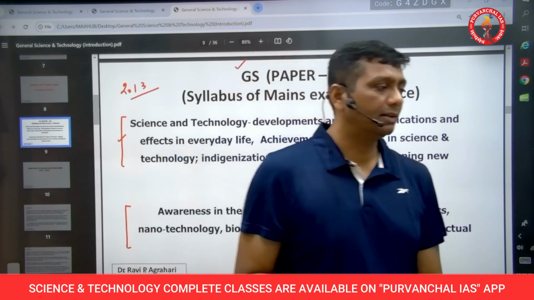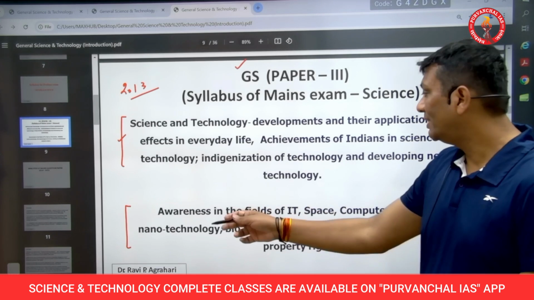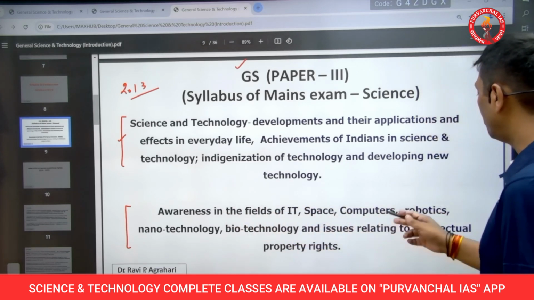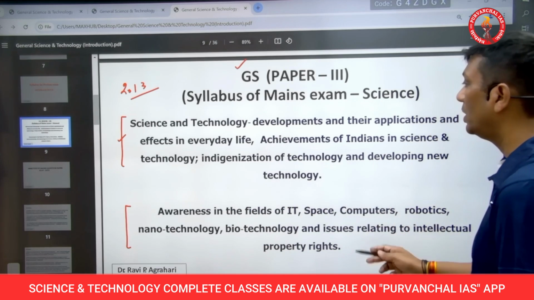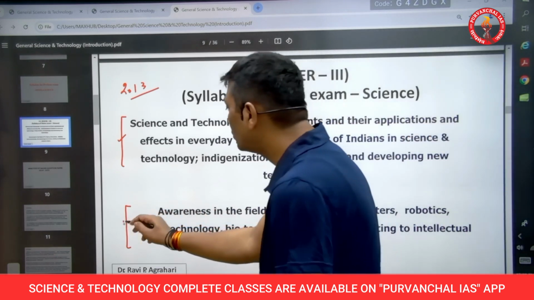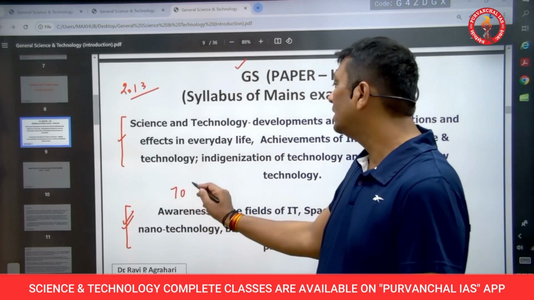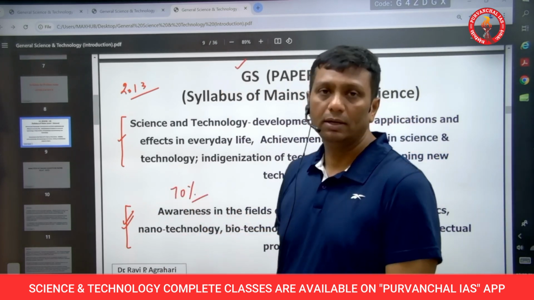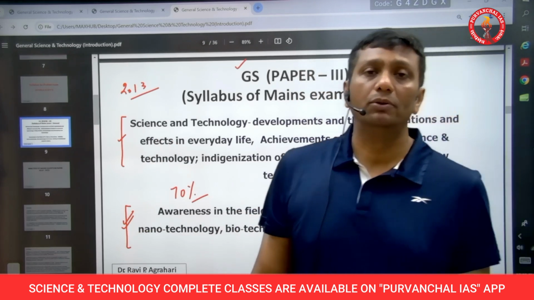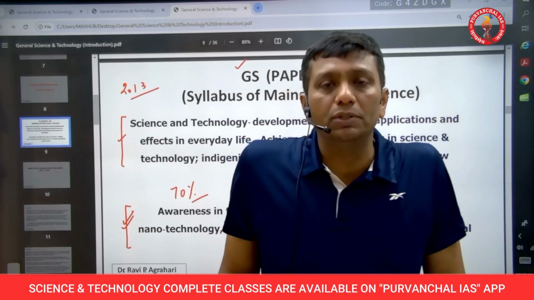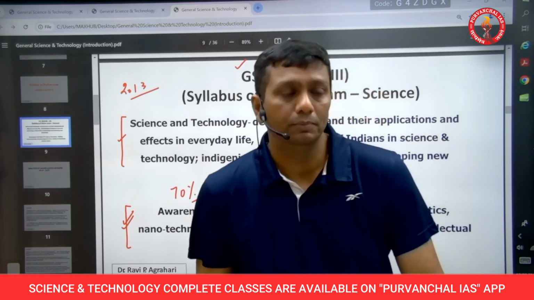from this first paragraph. The second one is awareness in the field of IT, space, computer, robotics, nanotechnology, biotechnology, and issues related to intellectual property rights. UPSC asks questions from here and here. But 70% of questions UPSC asks from this one. This one is the rarest of the rare, hardly 10%. Definitely you will ask me, then sir, from which topic does UPSC ask the remaining 20 to 30% questions? Those are not given inside your syllabus, I am telling you.